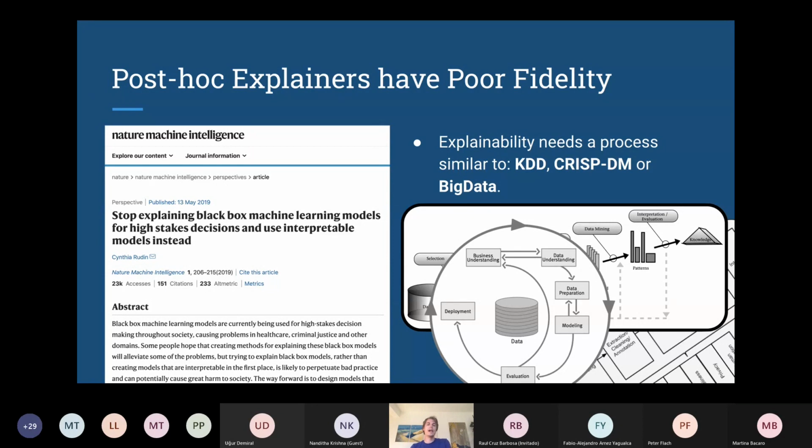Cynthia Rudin has argued that instead of using post hoc explainability, we should focus more on building transparent machine learning models upfront. To this end, we should try to find an XAI, explainable artificial intelligence, process that could guide us and help us to achieve that, similar to what we have in data mining, like KDD, CRISP-DM, or big data processes that guide you through building and maintaining your predictive models.